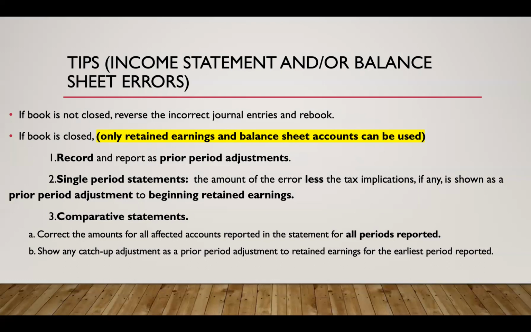When you present, this adjustment has to be presented as an adjustment to the retained earnings for the earliest period reported. So for example, if you only report one period, the adjustment is going to be made to the beginning balance of retained earnings for the current period. If you report comparative financial statements, which means you report multiple financial statements, in that case the adjustment has to be made for the earliest period reported.